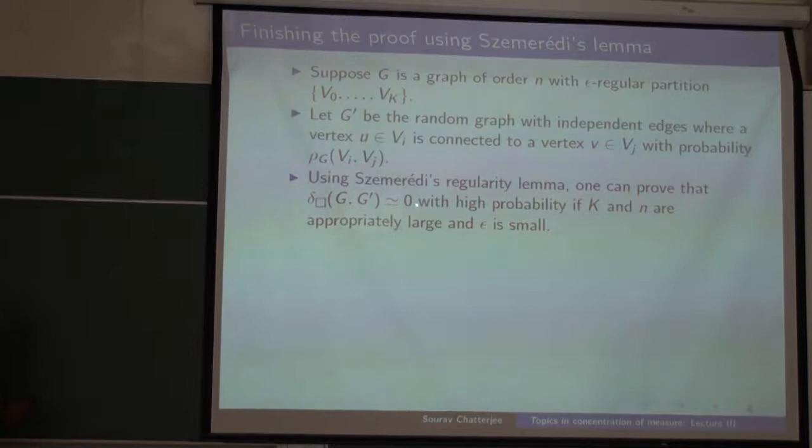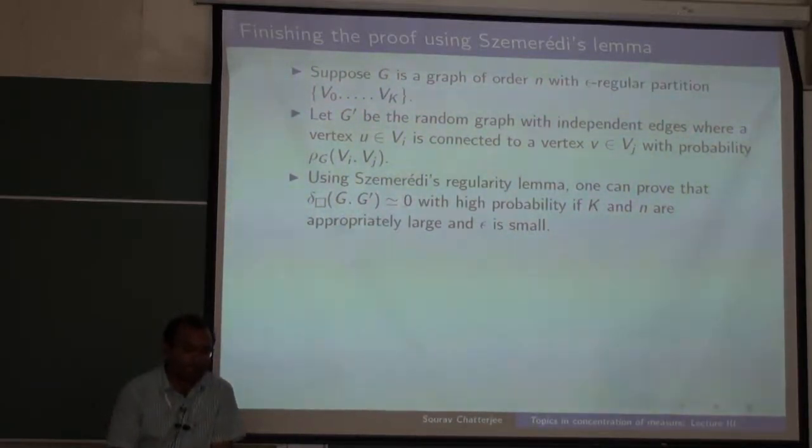Now, here is the main thing. What Szemerédi's regularity lemma tells you is that the random graph that you constructed has the property that it's close to the original graph in the cut metric with high probability. So what this says is that in this random graph, the density of triangles is approximately the same as the density of triangles in the original graph. The density of squares is approximately the same as the density of squares in the original graph, and so on.